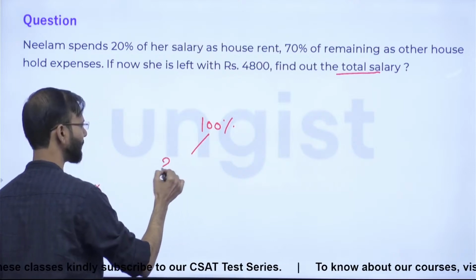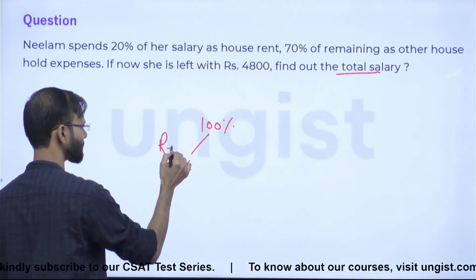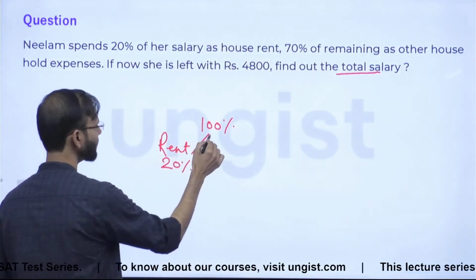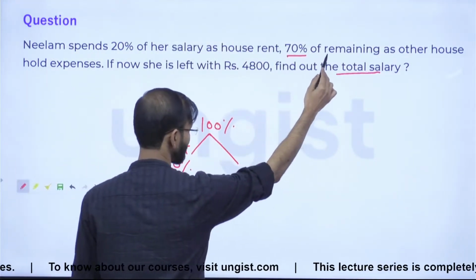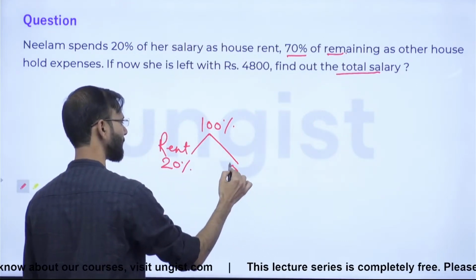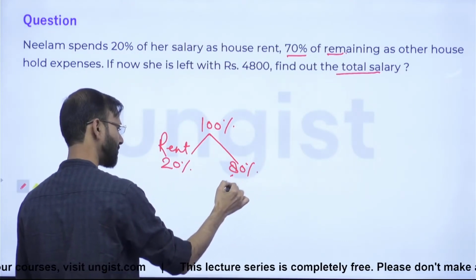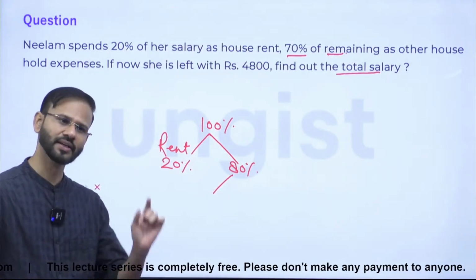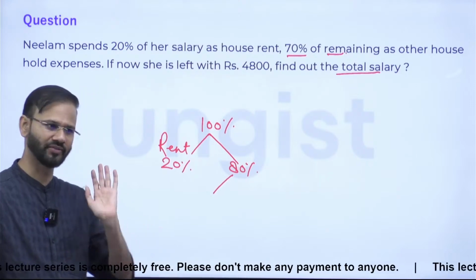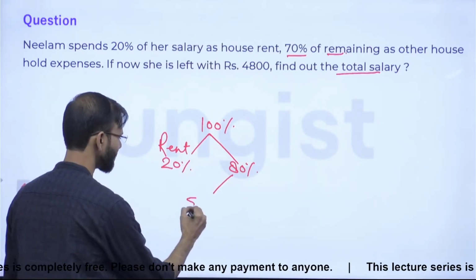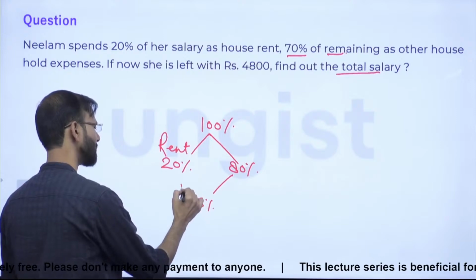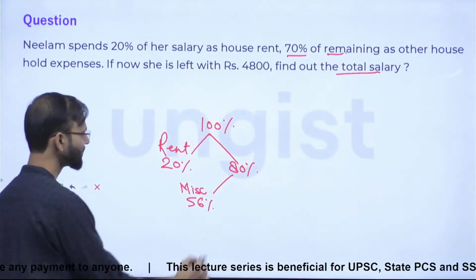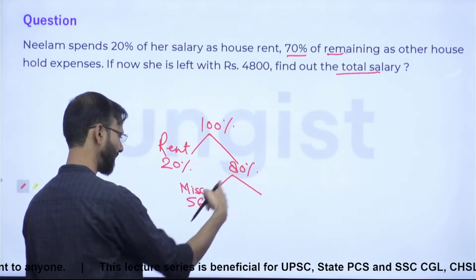The question is saying she is spending 20% of her salary as house rent. Correct everyone? And now 70% of the remaining. Guys, what is remaining now? 80%. 70% of this, 70% of 80 would be what? 56. 80 into 70 by 100, so 8 times 7 effectively, which is 56. So 56% is miscellaneous expenses, other household expenses. Correct everybody? After that, what is she left with? She is left with 80 minus 56, which is 24.